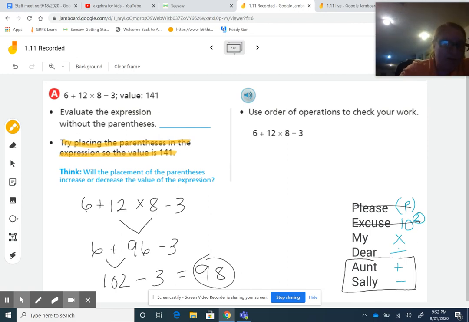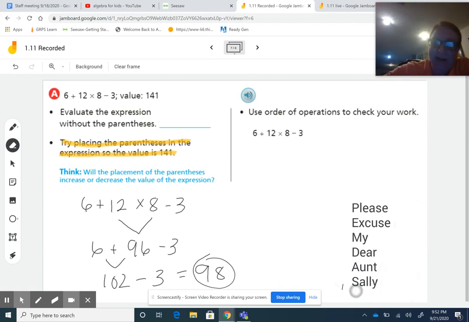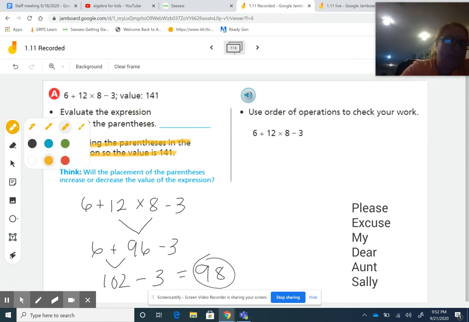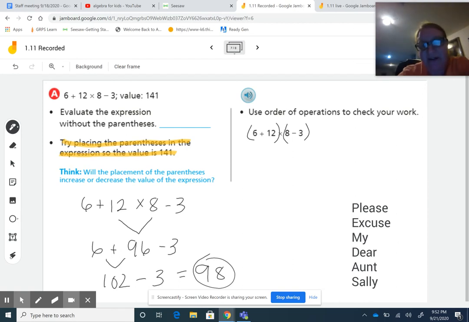I'm going to first erase this because we're going to need it again. And I know if I do 8 minus 3, that's 5. So that's not going to give me as high of a value. But what if, let me go back here, get my pen. What if I put parentheses here and here? So the first thing I need to do is parentheses.